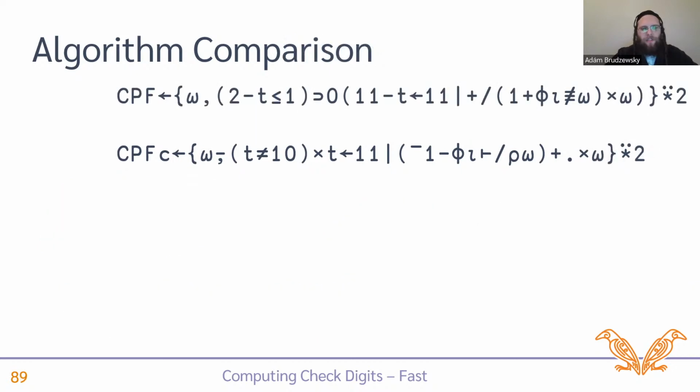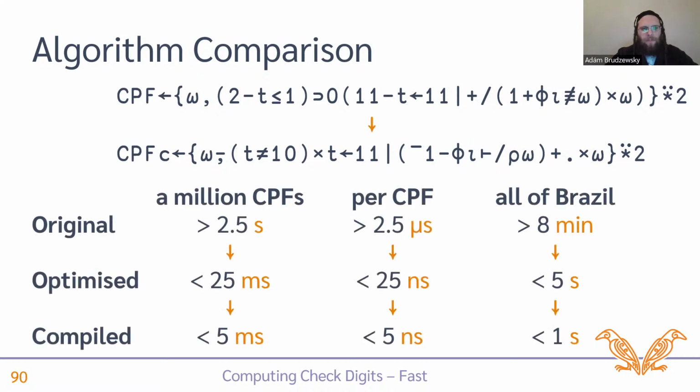So let's contrast these. We went from our original formulation to something that's a little bit shorter and a little bit simpler. And that brought us from something where it would have taken 8 minutes to compute CPF numbers for all of Brazil, and down to a single second or sub-second runtime. Okay, that's great for this case. But can you take what I've been saying here and apply it in general?